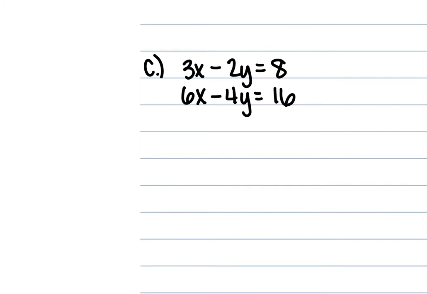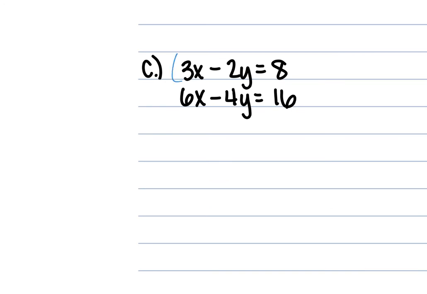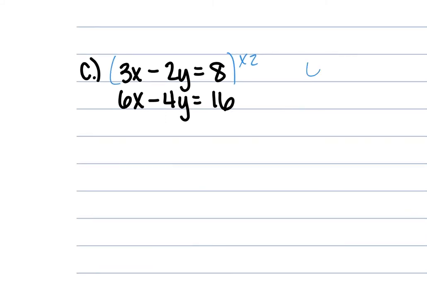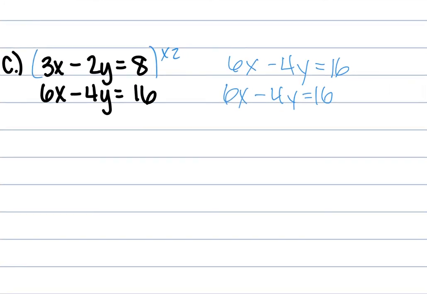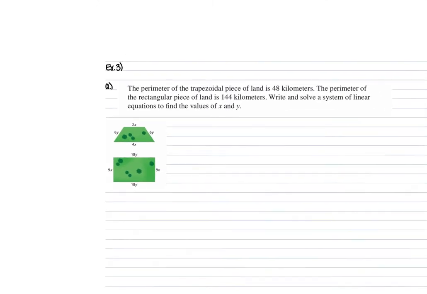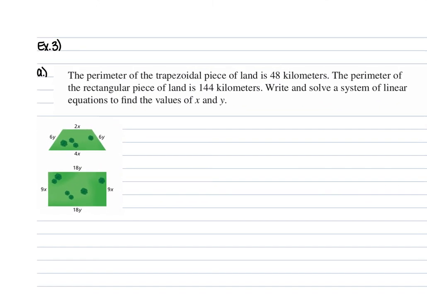All right, and our last one is C. Same exact thing, same exact process. We're going to take that top equation, multiply it by 2, and we will see that this is going to be 6x minus 4y equals 16. The bottom equation is 6x minus 4y equals positive 16, and we've got two exactly the same equations, infinitely many solutions. Perfect. All right, and last but not least, our very, very awesome and super amazing word problem.